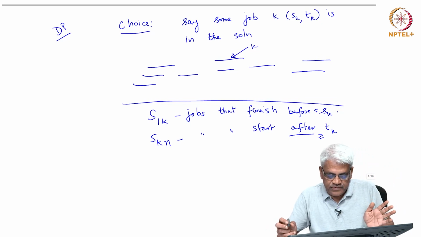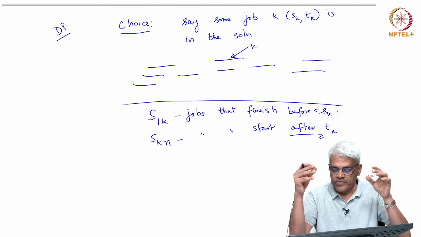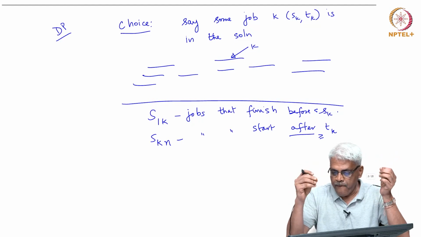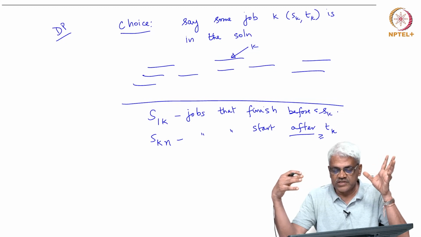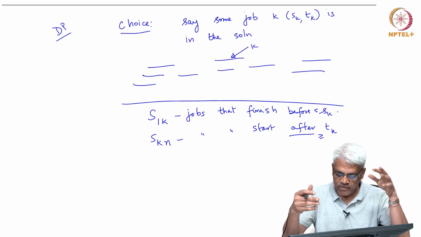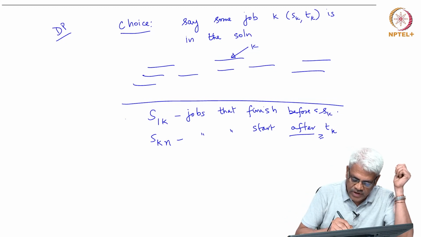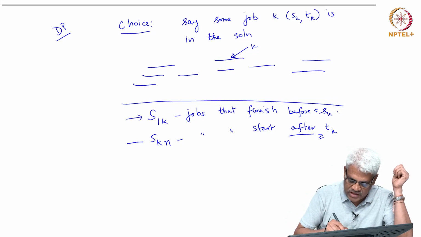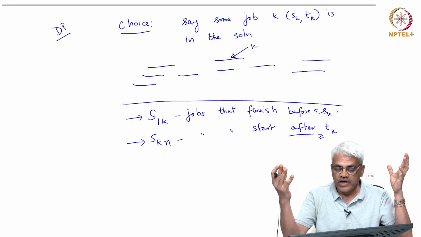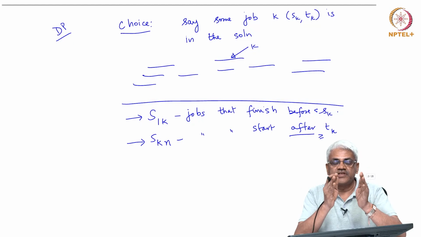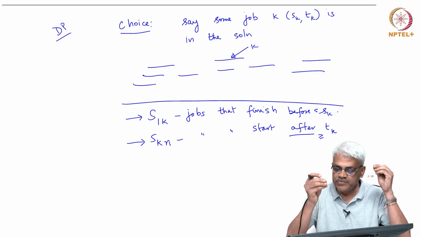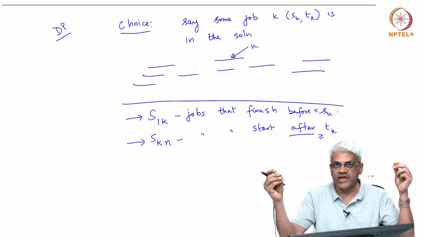So in my set of jobs, I find all jobs that finish before Sk and the jobs that start after Tk. Then anything else in the solution must be from this set or this set, right? Maybe both. You are trying to find an optimum solution. Suppose I have said job k is there, then any other job should either finish before Sk or start after Tk.